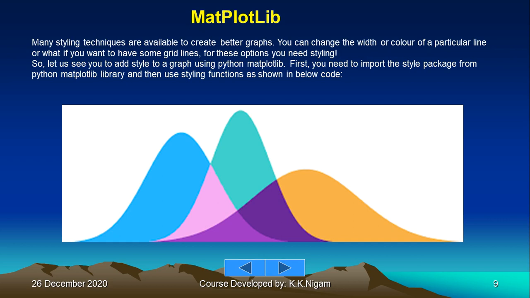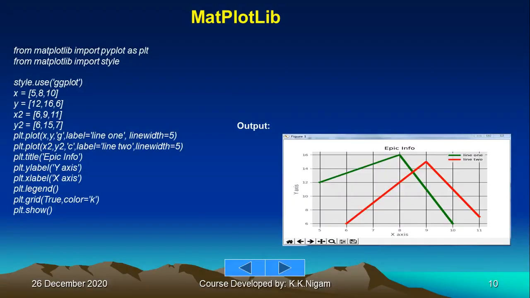First you need to import the style package from the Python Matplotlib library, and then you use styling functions as shown in the code. Now how do we do that? From Matplotlib import pyplot as usual as plt, then from Matplotlib import style, that is something new. Then style.use ggplot. Now this is the plot which is going to give you this kind of a plot which you are seeing on your screen at the right side.